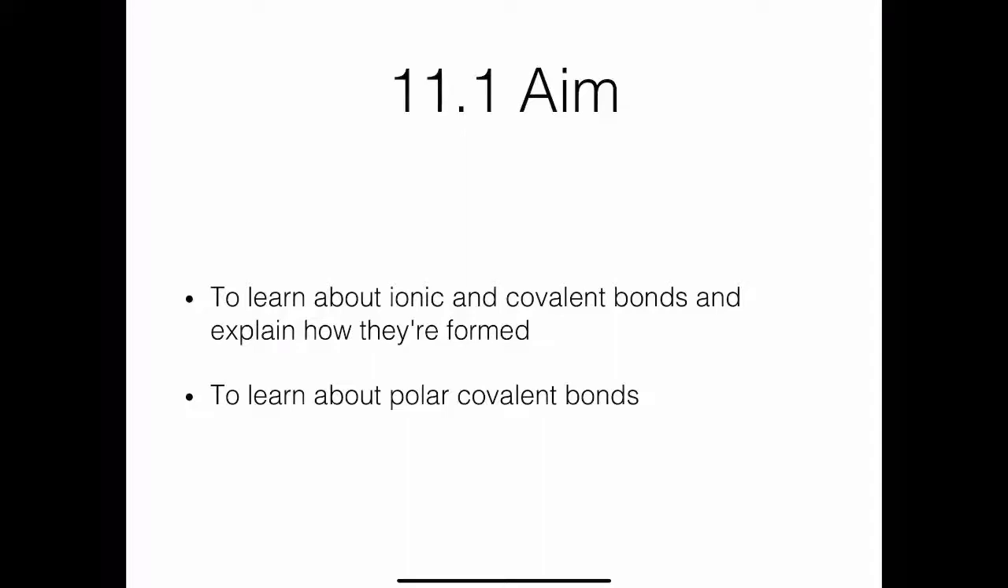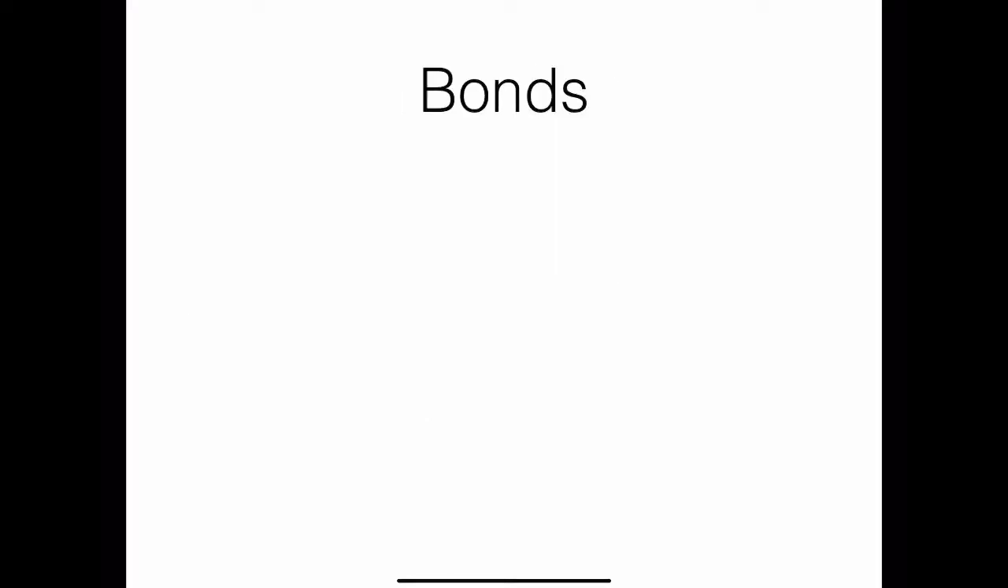Chapter 11 is all about molecular geometry and a little bit further look into bonding. In Chapter 4, we took a look at different types of bonding, whether we were looking at metals and nonmetals or two nonmetals together, and we classified those in two different ways. So our first aim is to learn about ionic and covalent bonds and then to explain how they're formed. And the second is to specifically focus on polar covalent bonds.